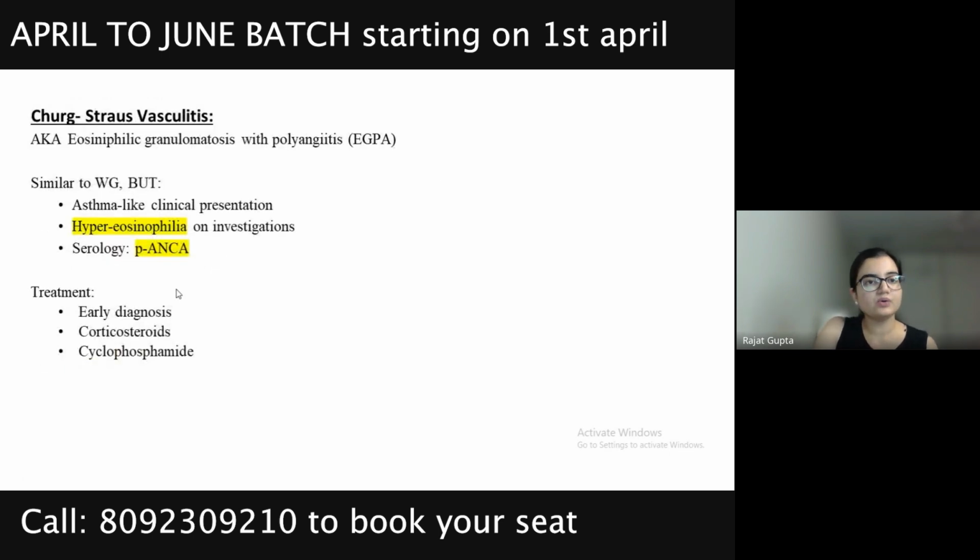Okay. Now, the second ANCA-positive vasculitis is Churg-Strauss, which is also known as eosinophilic granulomatosis with polyangiitis. It's called this because we see lots of eosinophils on our blood picture. So it's almost like WG. The only difference will be that it'll be more like an asthma-like clinical presentation. Eosinophils are going to be high. And the difference is that P-ANCA is going to be high here. Okay. In terms of treatment, we can give some steroids and we can give cyclophosphamide to treat this condition.